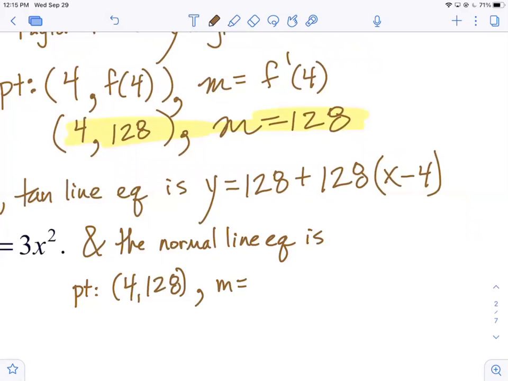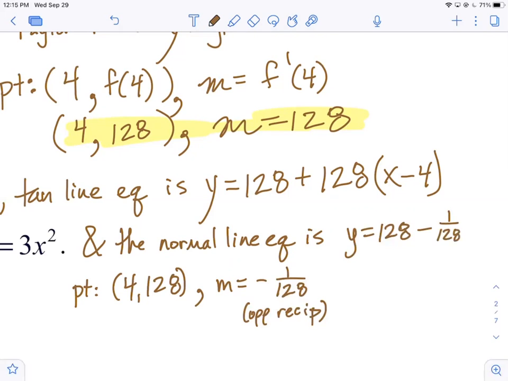Once is enough, right? The normal line is perpendicular to the tangent line, so it's the opposite reciprocal, negative 1 over 128. If you were only asked for the normal line, you would still find the derivative first, which is the tangent line slope, and then take the opposite reciprocal of it. So the normal line equation is y equals the same y value, 128, plus the slope, which ends up being minus 1 over 128, times x minus 4.